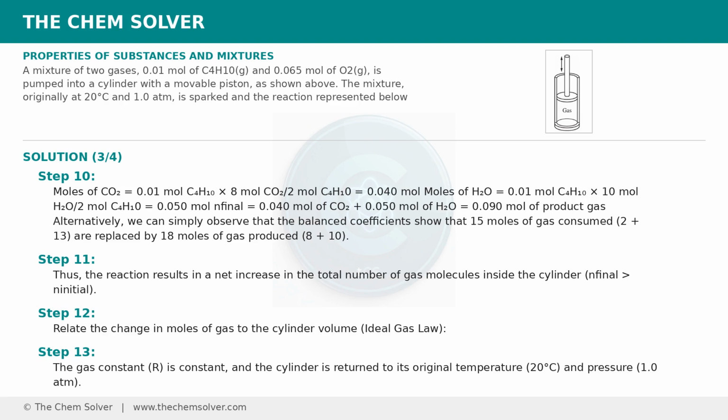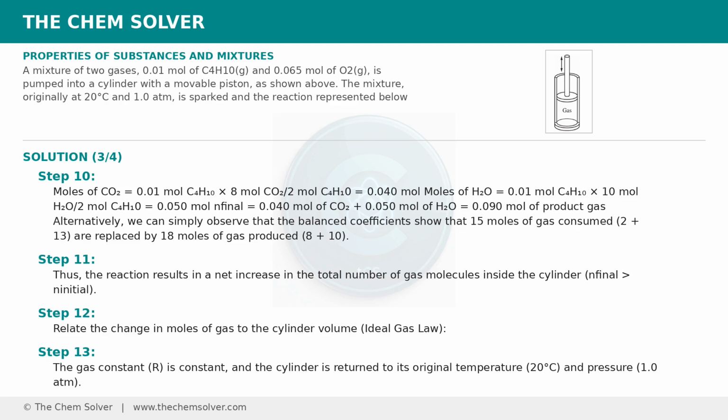Alternatively, we can simply observe that the balanced coefficients show that 15 moles of gas consumed, 2 plus 13, are replaced by 18 moles of gas produced, 8 plus 10. Thus, the reaction results in a net increase in the total number of gas molecules inside the cylinder, n final greater than n initial. Relate the change in moles of gas to the cylinder volume.